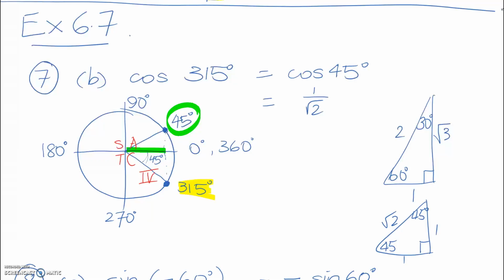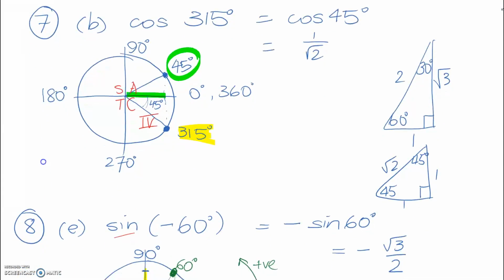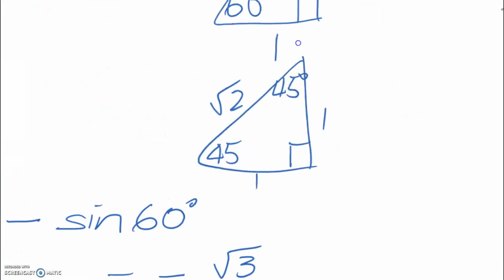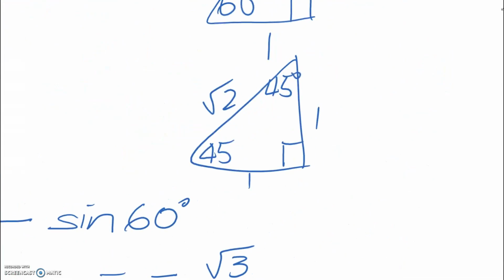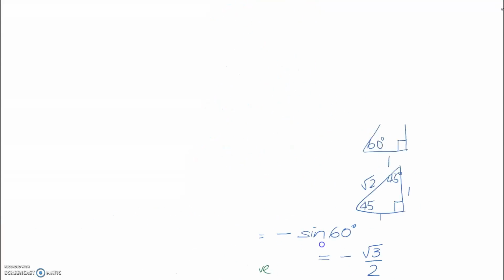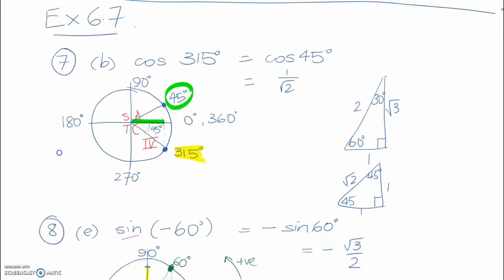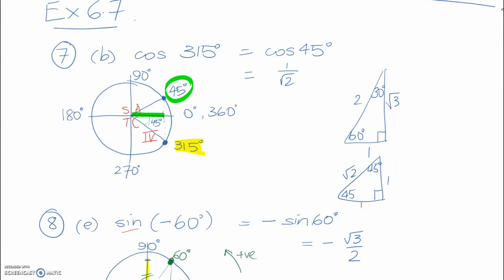What will it be? So I go to my special triangle and have a look. Cos 45, if I have a little look down here, what is cos 45? Adjacent over hypotenuse, that's 1 over root 2. So okay, come back to where we were. That means cos 315 is 1 over root 2.